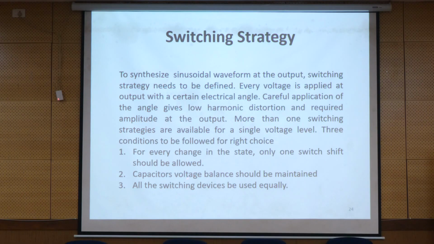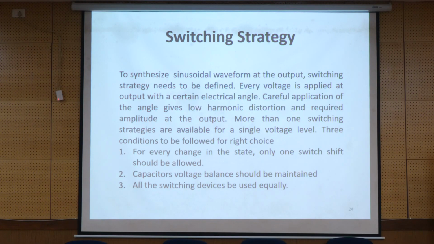Capacitor voltage balance is important in the case of the diode clamped multi-level inverter; it should be maintained. Otherwise, common mode voltage and neutral point voltage unbalancing will take place. All the switching devices should be used equally, so that the burden on the other switches is lowered.